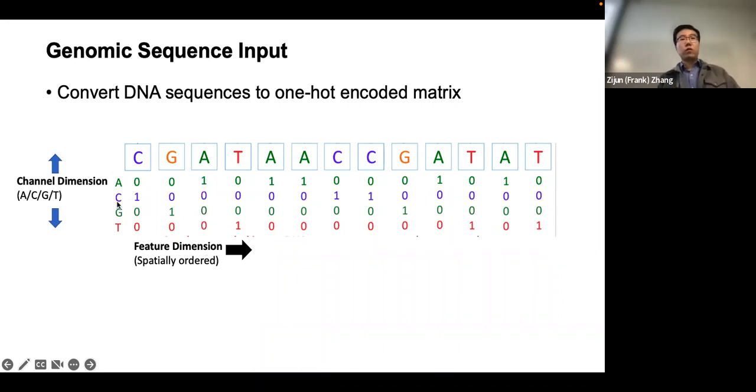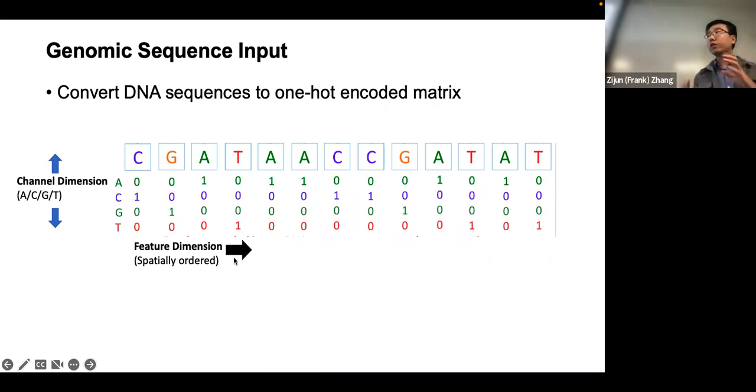Okay, so for the C channel, if you see a C letter, a DNA letter, in your input sequence, you put a 1 there, and then the rest of them will be 0. Again, this is why it's called one-hot encoded. And then conventionally, people will call this direction the feature dimension.